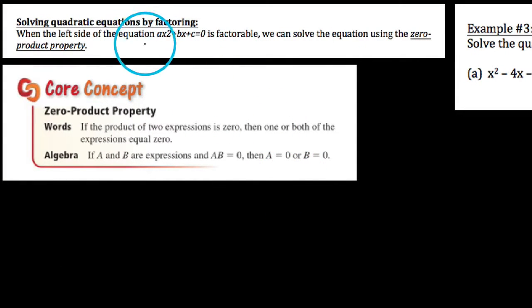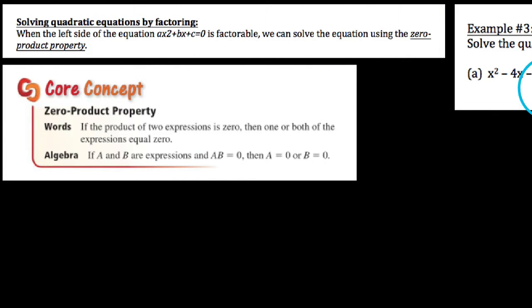Okay, YouTube, in this third video that I'm making on solving quadratic equations, we're going to focus on how we solve these by the method of factoring. So we say that when the left side of this equation, where we have our quadratic equation in standard form, ax squared plus bx plus c equals 0, is factorable, we can solve this equation using a very important property we call the zero product property.